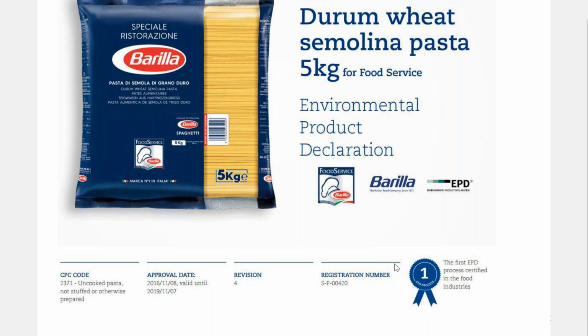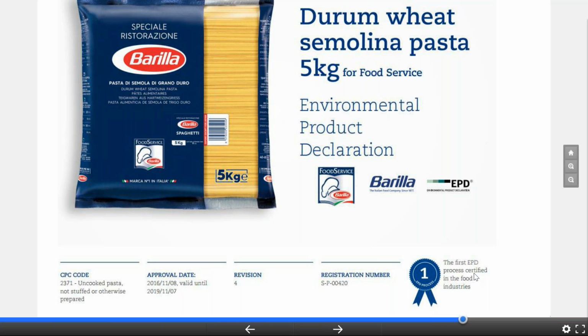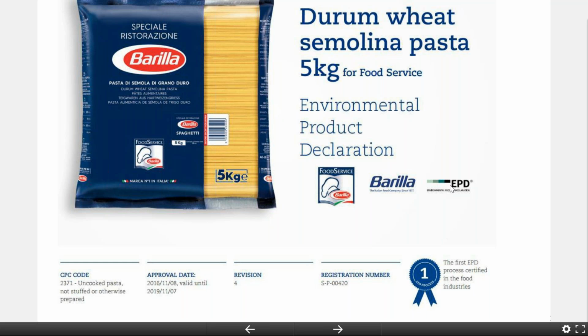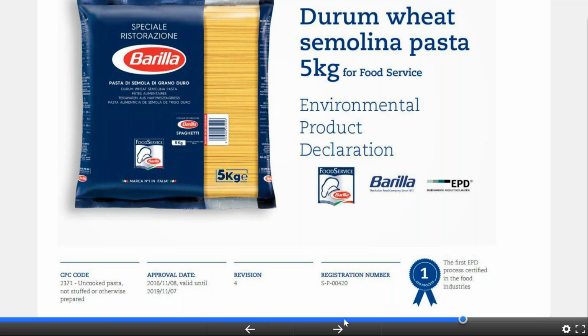And here you can see how they've used some of this information. You'll note here that they have a couple different logos. Of course, their Barilla logo, but here you'll see the Environmental Product Declaration sign that's being used. Sometimes it'll be on the back of the package, but yes, you can see it here, 5 kg. Up in here is the amount of the package, but I believe they will put on the back as well what the footprint is. And you can see here that they were one of the first EPD process certified in the food industry, which they are proud to talk about, and they should be.